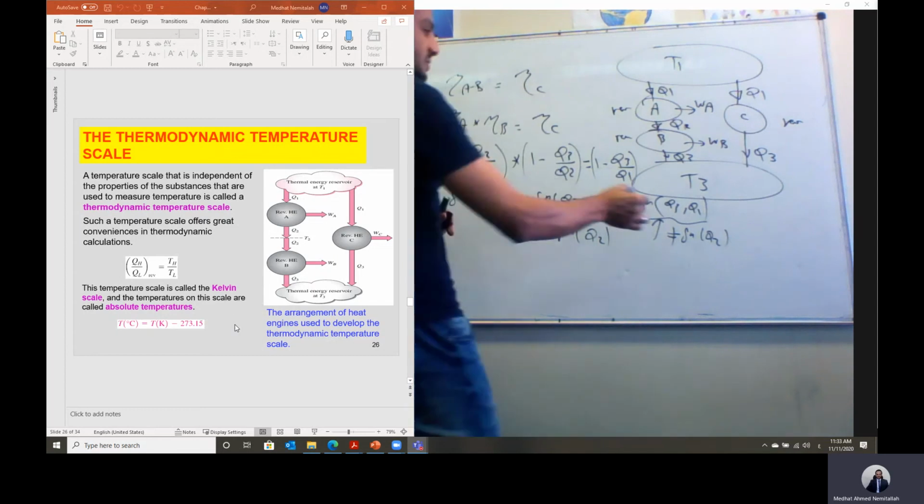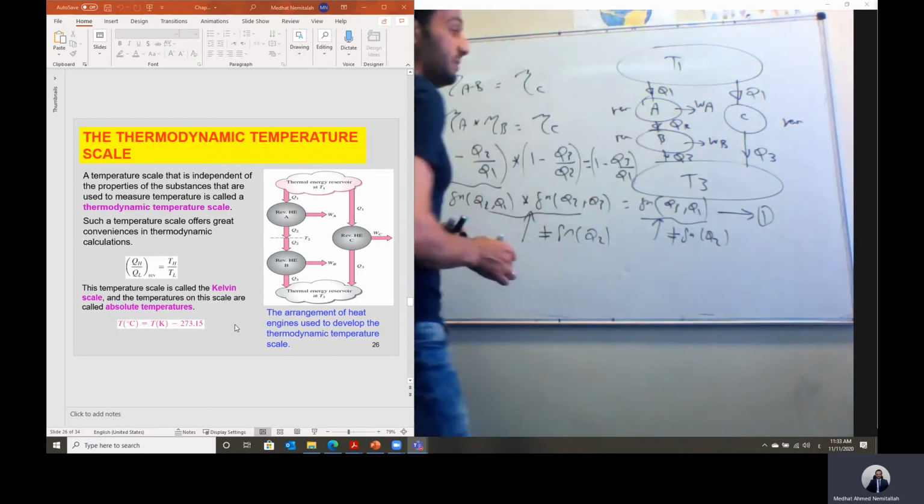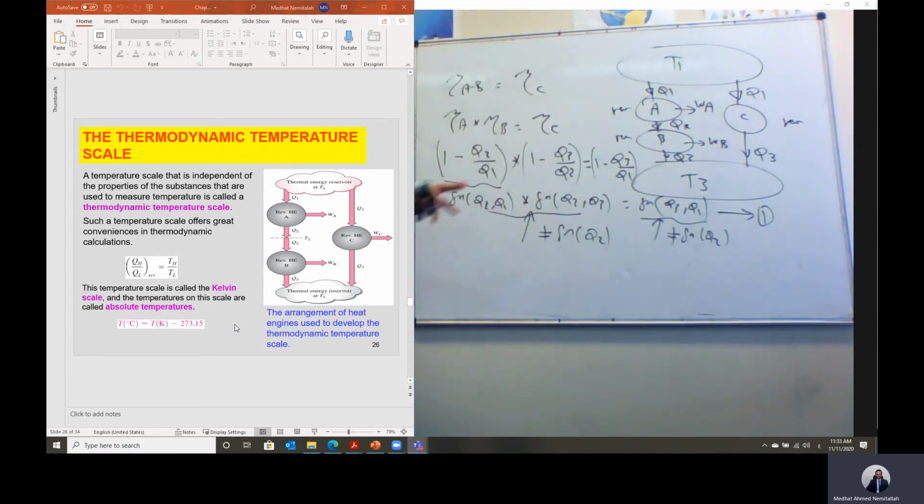Okay? This is one relation. We said in the case of a reversible heat engine, heat is added or rejected at constant temperature. That means in this case, heat is a function of temperature. So this term here, a function of Q2 and Q1, is also a function of T1 and T2.